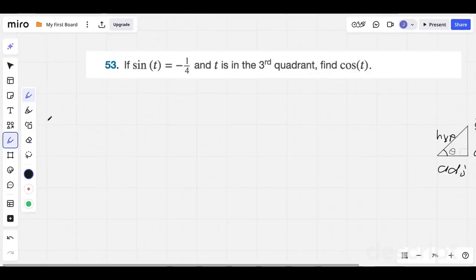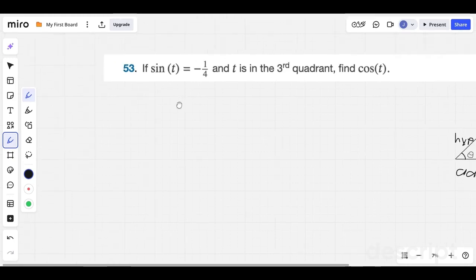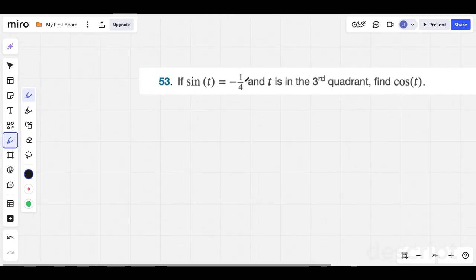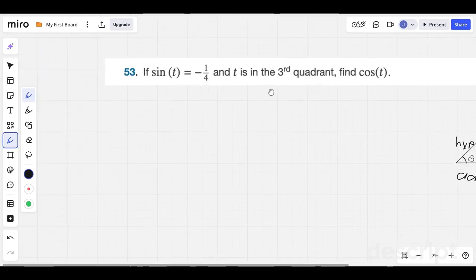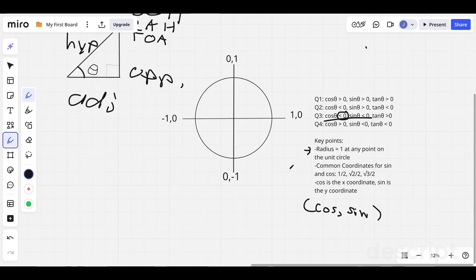Alright, so in exercise 53, we are given the question. Sine of angle t is negative 1 over 4, and angle t is in the third quadrant. Finding cosine of angle t. Let's come over to our unit circle over here.